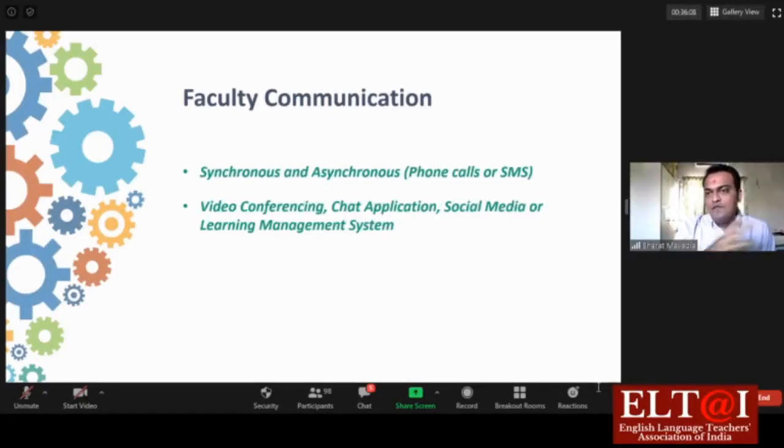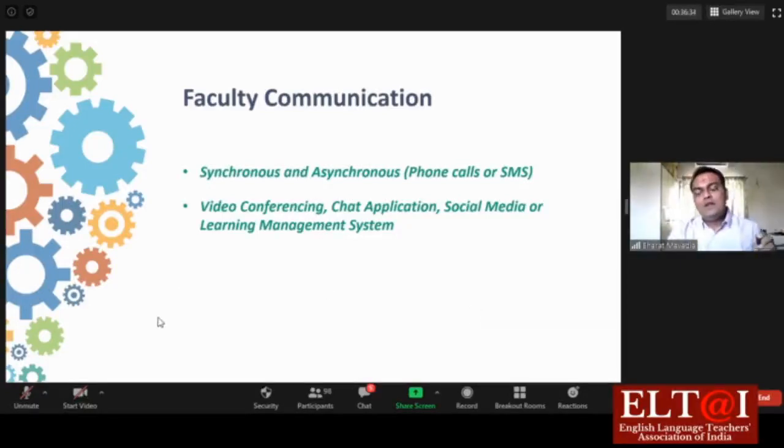There are several media platforms available across the internet today. Video conferencing, chatting applications, social media. People are using social media to study today. The world has come a long way from the old SMS days. And the learning management system. Beautifully designed learning management systems are available today.